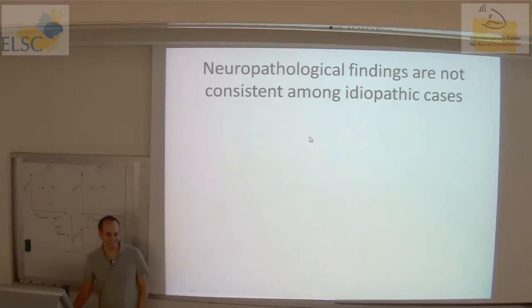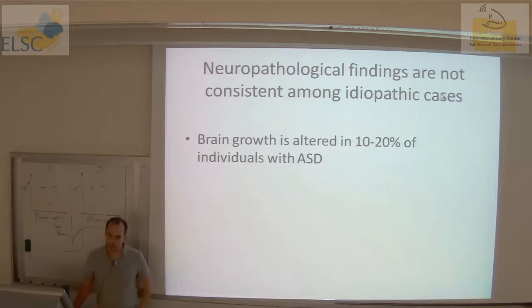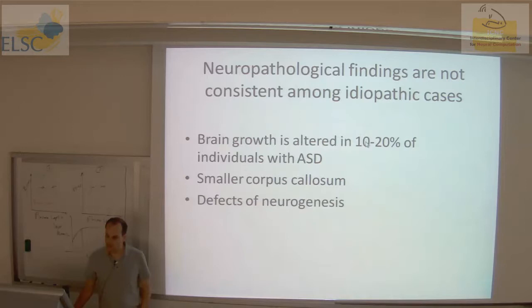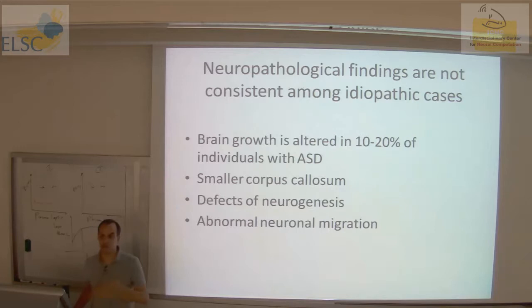So one of the findings that we do see is that brain growth is altered in around 10 to 20% of individuals with ASD. There are reports of a smaller corpus callosum, defects in neurogenesis, abnormal neuronal migration, but this is not something you're going to see in all individuals, only in some. Loss of Purkinje cells, I don't know if Yossi Aharon is here, this was just for him, and others. But the most consistent thing is the changes in brain growth.